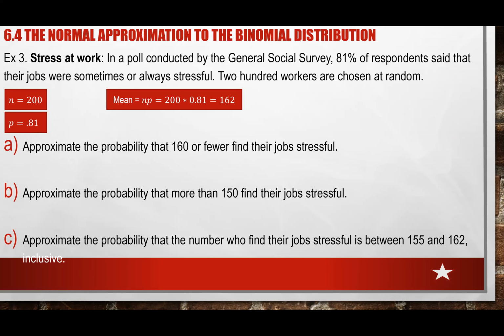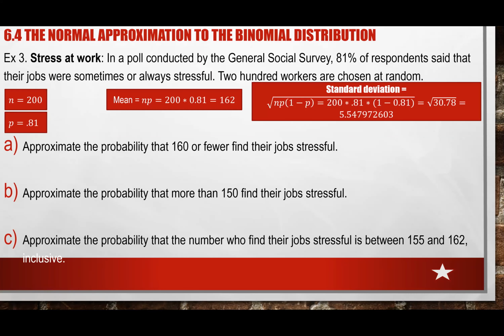And then to find the standard deviation, we need to take the square root of n times p times 1 minus p, which is 200 times 0.81 times 0.19, where 1 minus 0.81 is 0.19. If you multiply that, you have the square root of 30.78. The square root of 30.78 is 5.547972603.